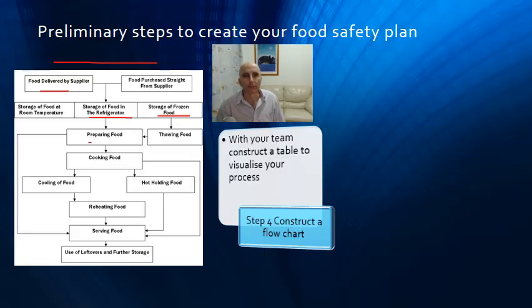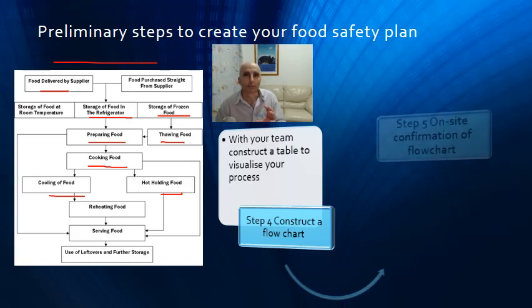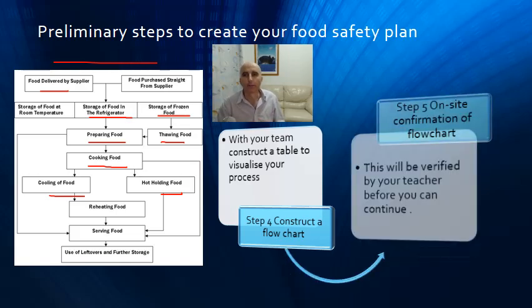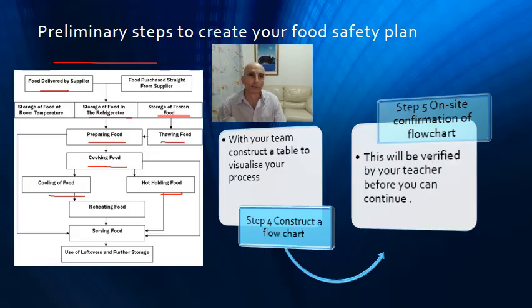Then the flow as to how we prepare the food, or from the freezer, thawing, how we thaw it, then cooking through, are we holding the food or cooling the food, reheating, and it basically shows those steps that we're going to use later. Step 5, on-site confirmation of your flow chart. In an establishment, you would actually have the owners and other chefs coming in and signing off on that process, and the New South Wales Food Authority.